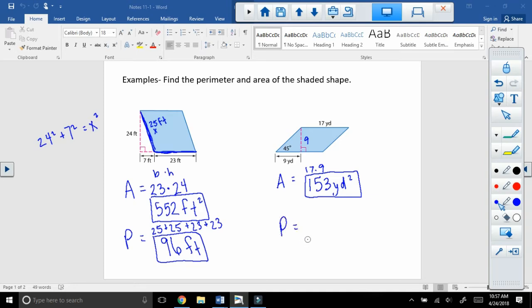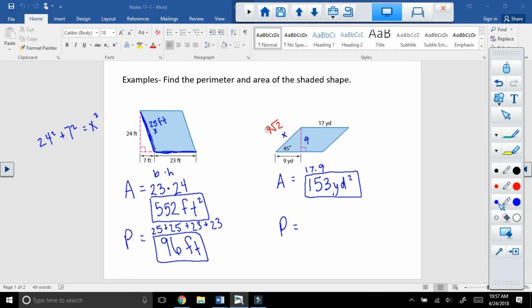Perimeter, you could give the exact answer, and I'm not sure if the answer key is going to have exact answers or if they're going to have rounded. I'm going to say that it's okay if you round it. To find the perimeter, you need to find this side here. That side, if you know that ratio, is going to be 9 times the square root of 2. You could do the Pythagorean theorem if you wanted to, or you could use cosine. You have multiple correct ways of getting that.